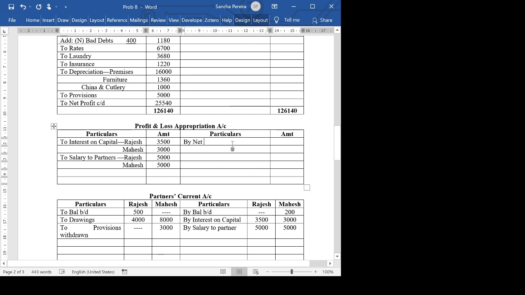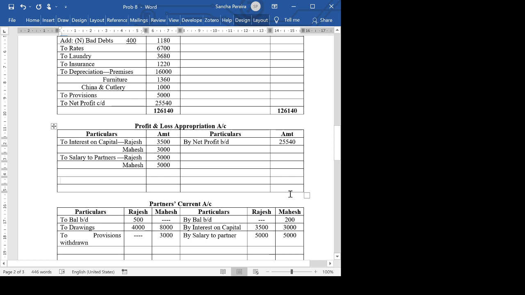So we have the net profit brought down, which is 25,540. Now, if you see here, from the 25,540 profit that we have, we subtract the payments that have been made to the partners, and that comes to 16,500, which leaves the balancing figure of 9,040.